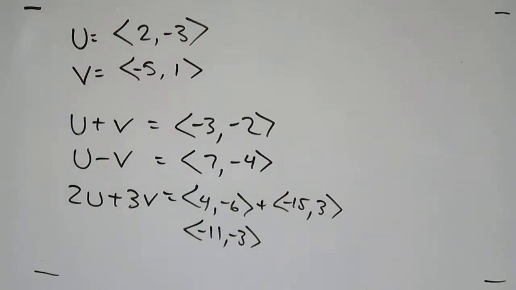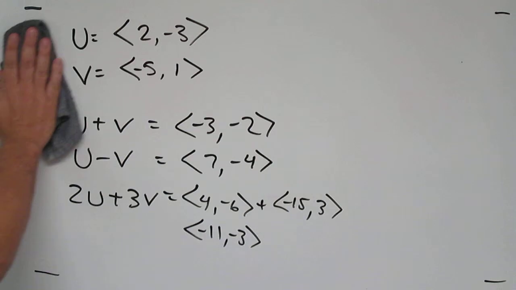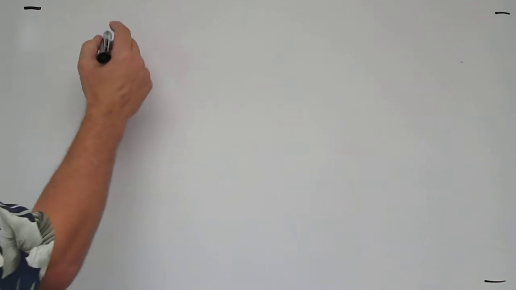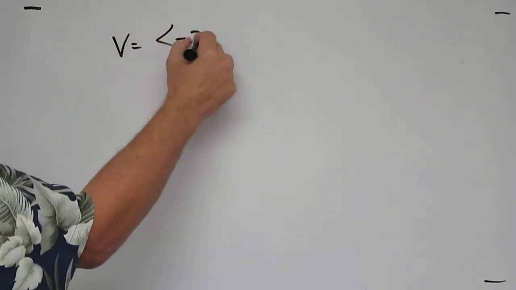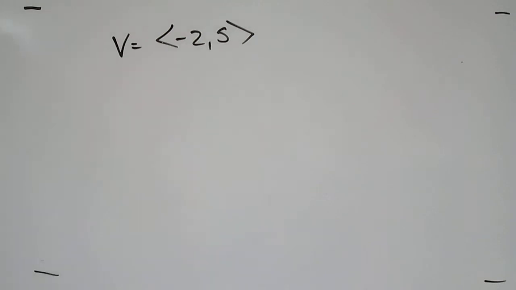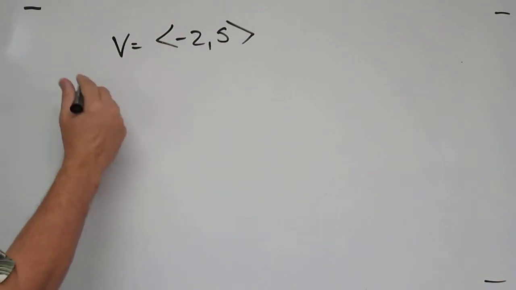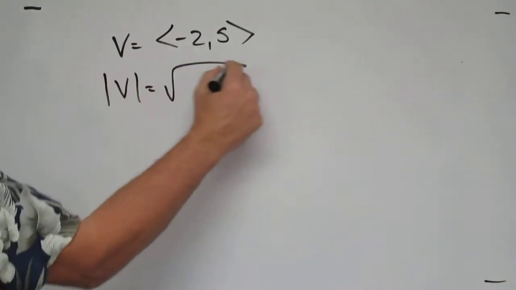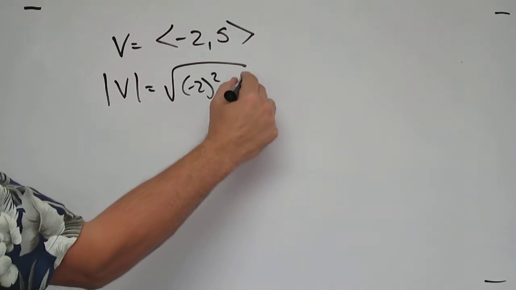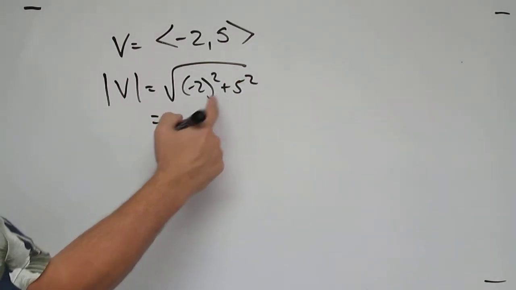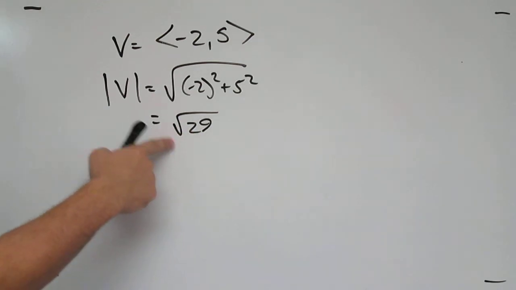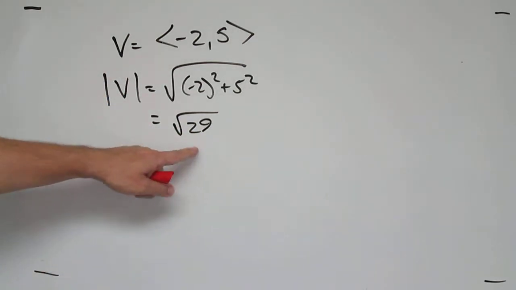Okay. Now a unit vector is going to be a vector that has a magnitude of 1. Just like a unit circle had a radius of 1, a unit vector is going to equal 1. So if I had a particular vector, like say v = negative 2, 5, and I wanted to have a unit vector in the direction of v, well, I would figure out what is the magnitude of v. And so that's the square root of negative 2 squared plus 5 squared, 4 plus 25. v is not a unit vector. It has a magnitude of square root of 29.